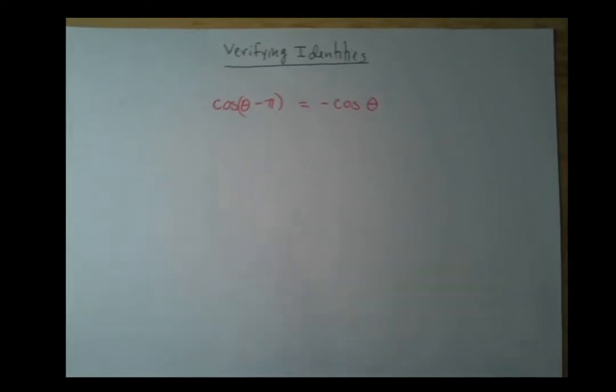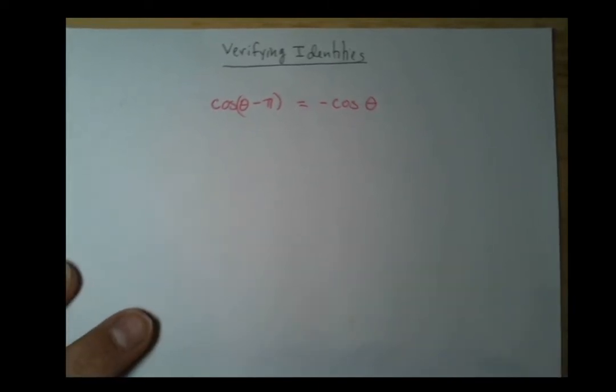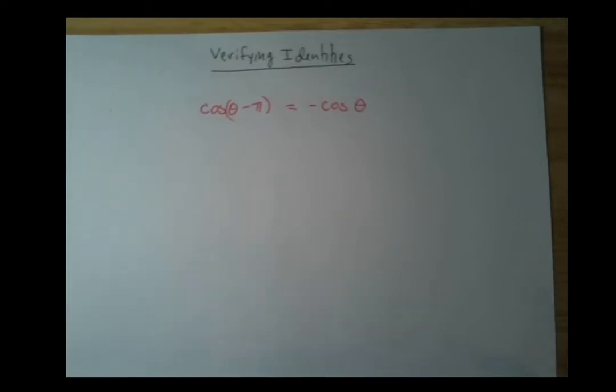Okay, in this video we're going to go over verifying identities. In this module we've introduced several new identities like double angle, half angle, and such. So we're going to use those to verify even more identities.